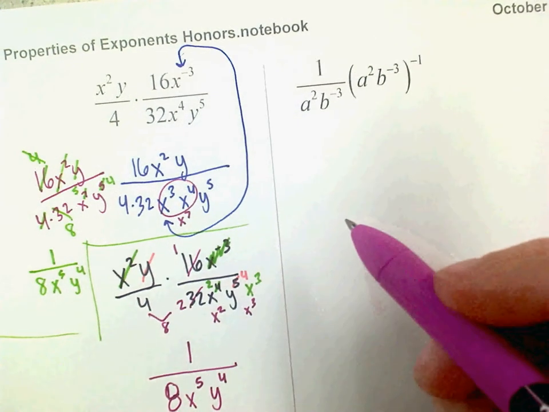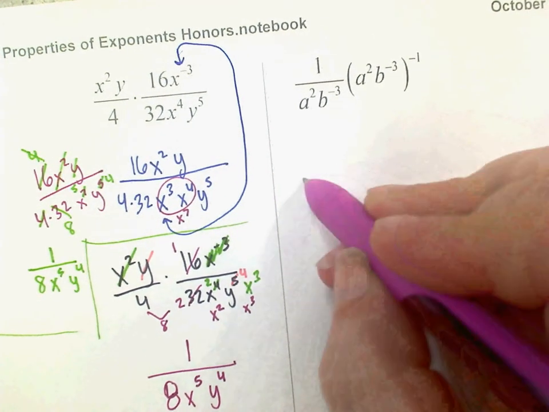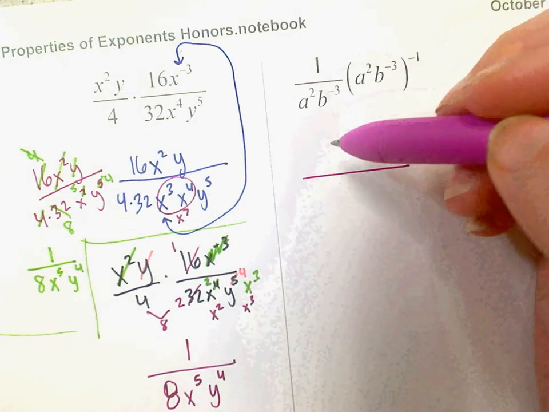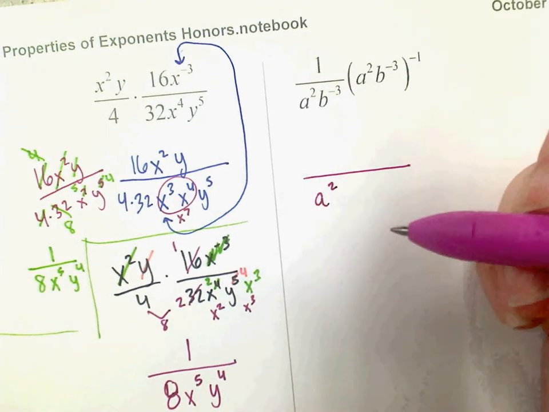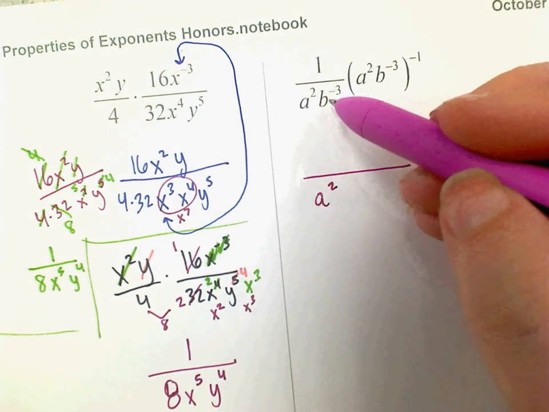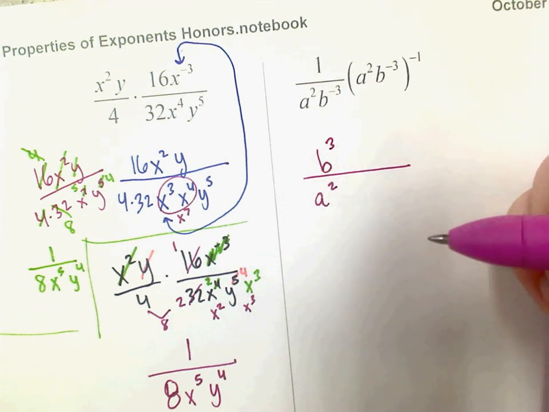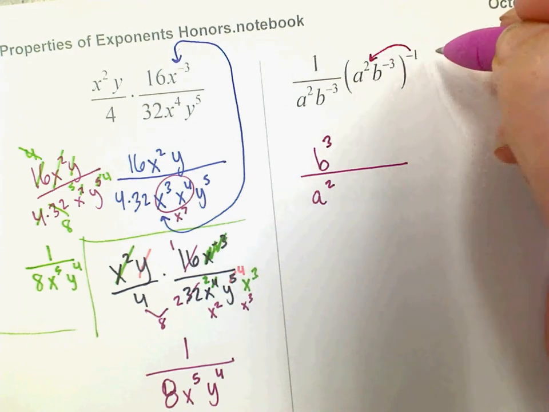I'm just going to draw a fraction, and I'm going to start placing things where they need to go. So this 1 stays in the numerator, whatever. A squared, I'm going to put in the denominator. B cubed, that's b to the negative 3 in the denominator, which means to me it needs to move to the numerator. And then I'm going to distribute this power. So a to the 2nd to the negative 1st power, that means, remember, we multiply those. So that would be 2 times negative 1, which is negative 2.